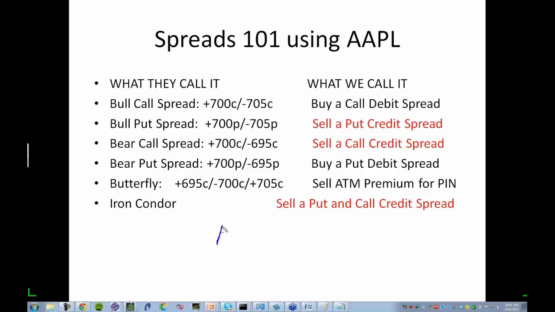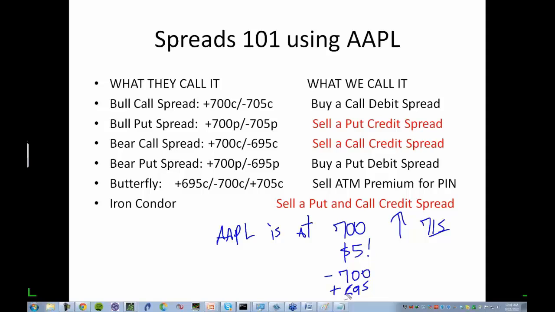So let's say Apple is at, let's call it, $700, okay, and we think it's going to 715. So the $700 puts are selling for like $5, right? And we're like, wow, those are going to expire worthless. So we're going to sell those $700 puts, right? And then for protection, in case it collapses, we're going to buy like the 695s. And now, if the stock goes higher, we make max profit.